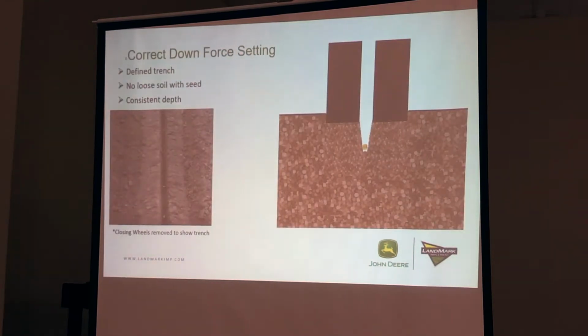In this scenario, you're going to see what correct downforce settings look like. On the left-hand picture here, and this is with the closing wheels removed so you can see what it looks like, you're going to have a defined seed trench. You're not going to have any loose soil with the seed. The seed depth is going to be consistent on all rows on the planter across the entire pass of the field because the openers are not riding up out of the ground.